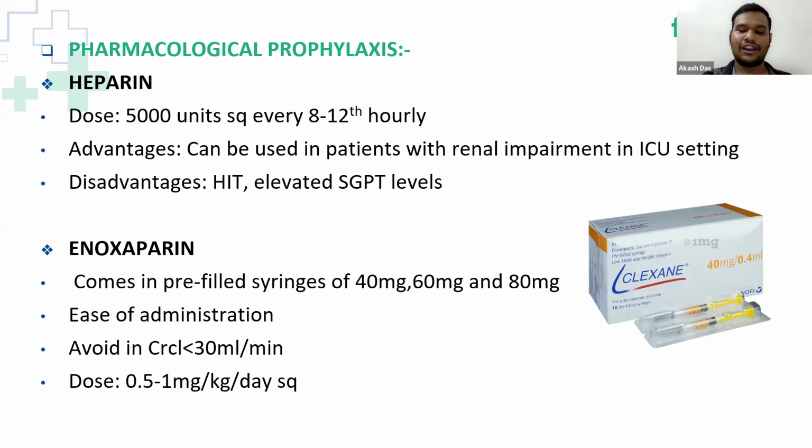Next is enoxaparin, a very widely used low molecular weight heparin. It comes in pre-filled syringes of 40 mg, 60 mg, and 80 mg. It is preferred because of ease of administration. It is once a day administration. Be careful in patients who have renal impairment and creatinine clearance less than 30 ml per minute, and the dose is 0.1 to 1 mg per kg per day subcutaneously.